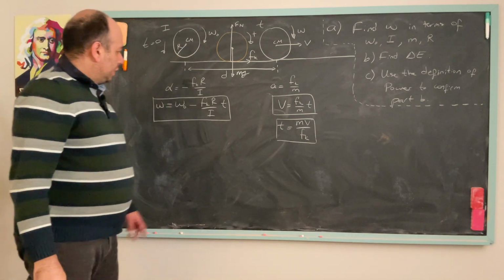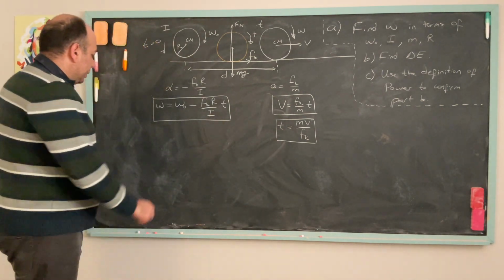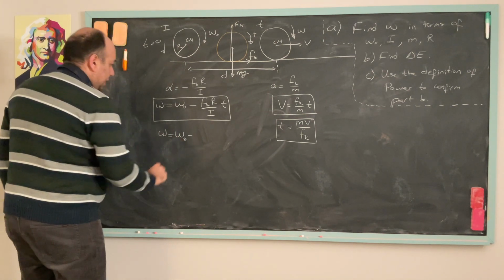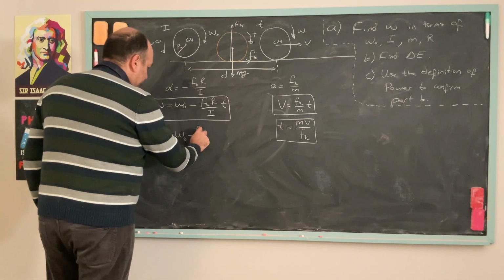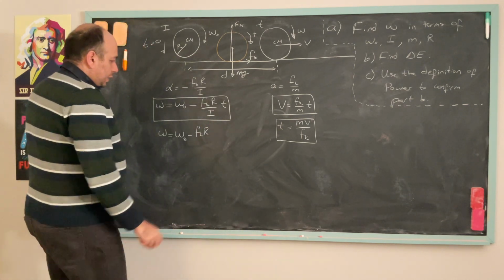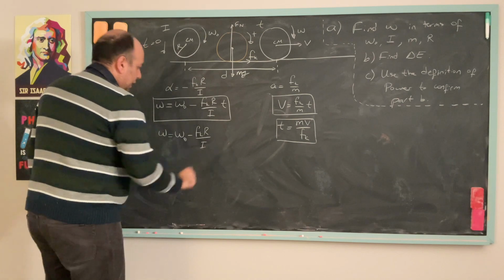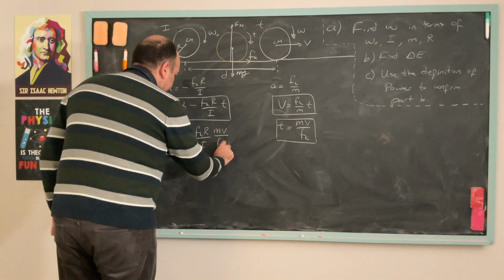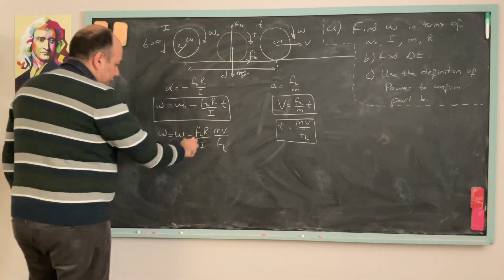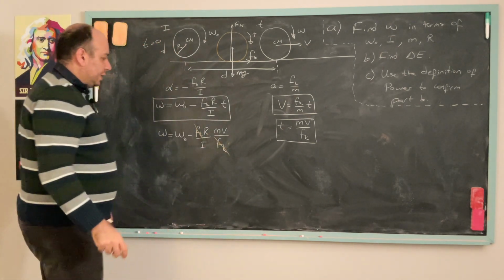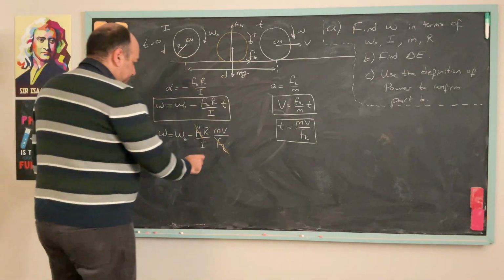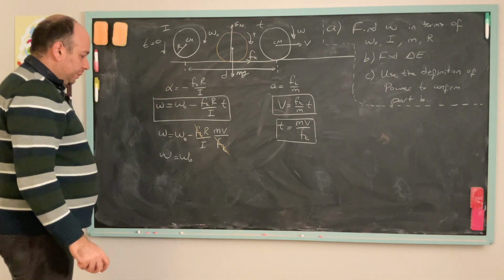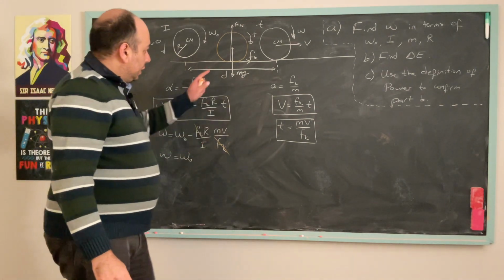Okay. So if I put this time here, what I get is omega is equal to omega naught minus f_k r over I times time, which is going to be mv over f kinetic. So what's nice here is f kinetic cancels, and omega is going to be equal to omega naught.